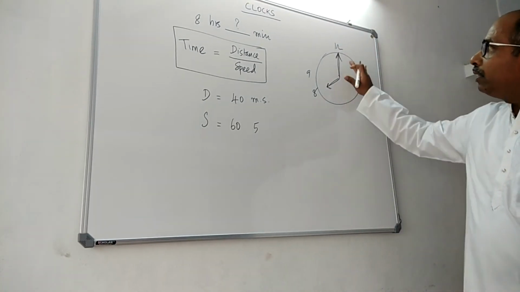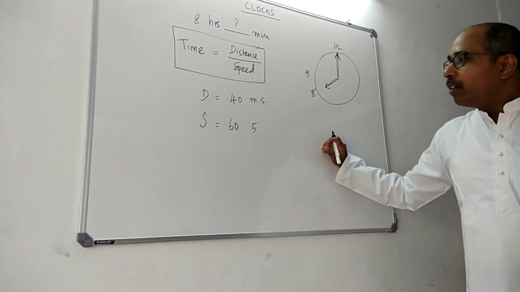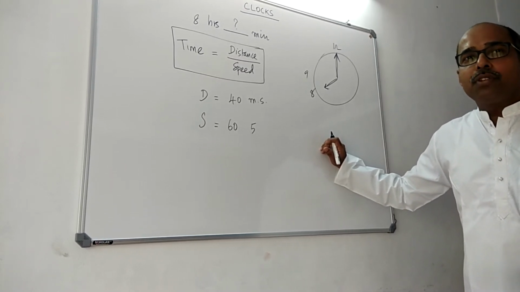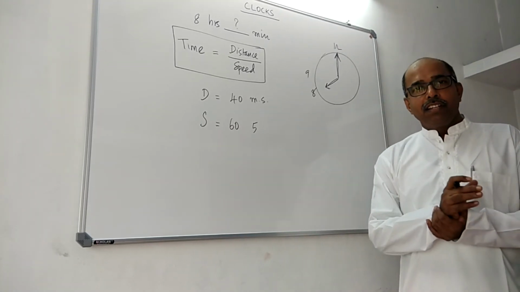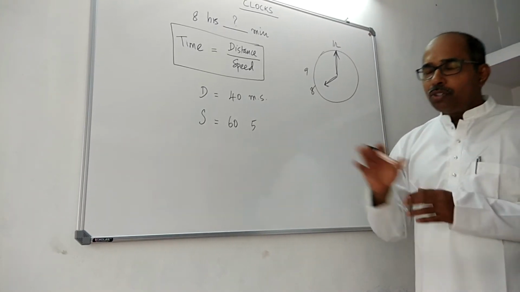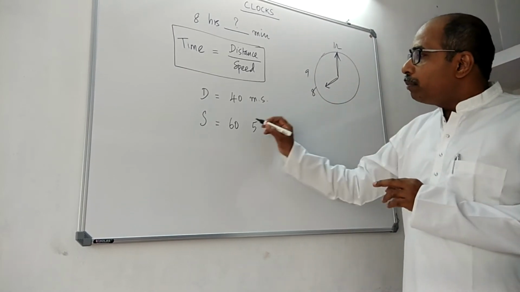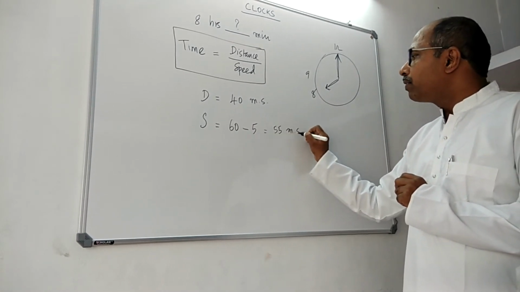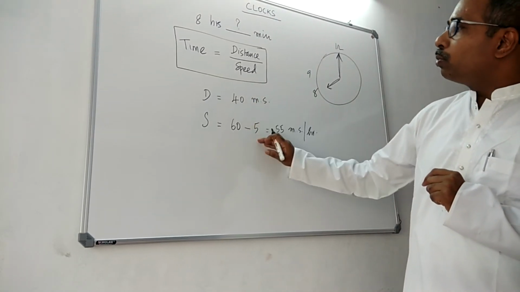Now, are these two hands traveling in the same direction or the opposite direction? These two are traveling in the same direction. The very same concept which you studied in trains you can apply here. If two trains are traveling in the same direction, we must subtract the speeds. If they are traveling in the opposite direction, we must add the speeds. Same concept we are going to apply here. Since these two hands are traveling in the same direction, we must subtract the speed. So 60 minus 5 is equal to 55 minute spaces per hour. Simply substitute these two numbers here.